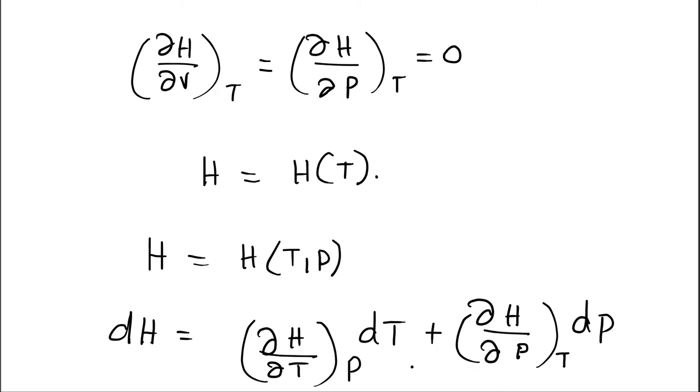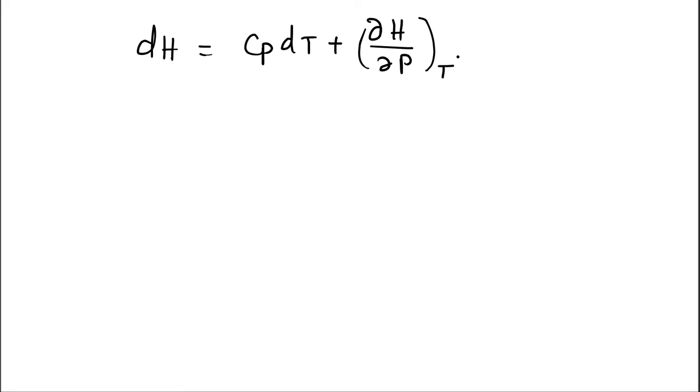So therefore, what is this factor? ∂H/∂T, that we know it is Cp. Therefore, we get dH equal to Cp dT plus ∂H/∂P at constant temperature times dP. Okay, so now let's prove it.